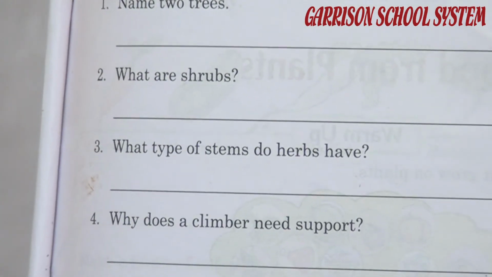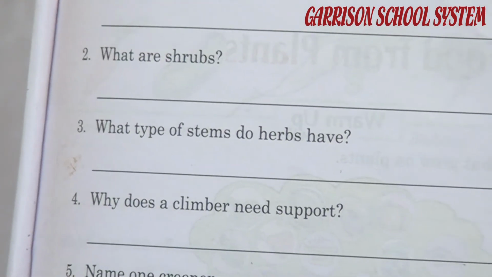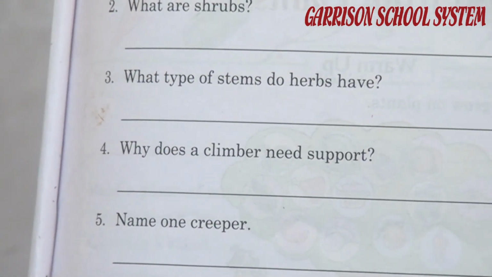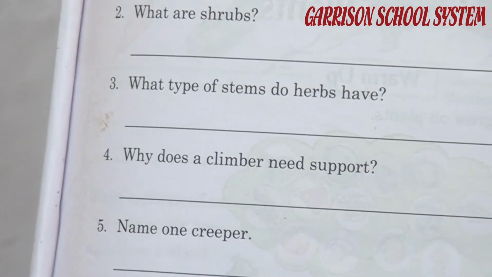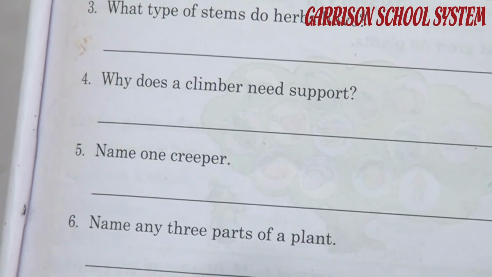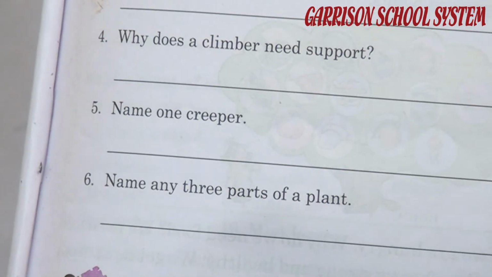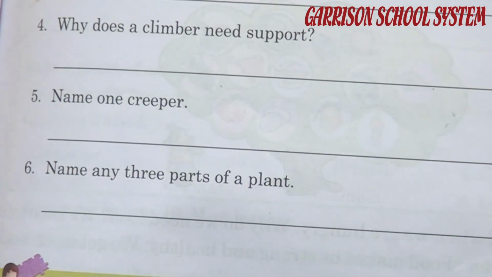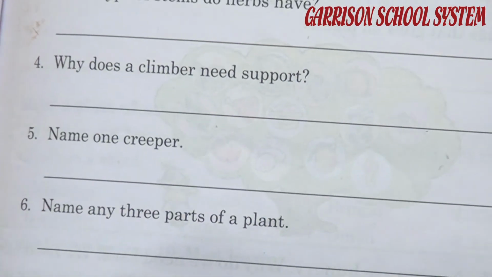Number 3, what type of stems do herbs have? Herbs have weak and thin stems. Question number 4, why does a climber need support? Because it cannot stand on its own. Question number 5, name 1 creeper. Pumpkin. Question number 6, name any 3 parts of a plant. Roots, stem, leaves.